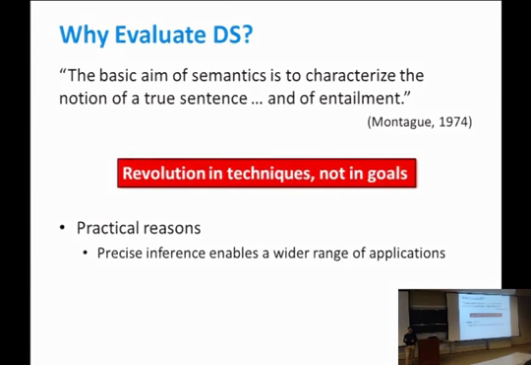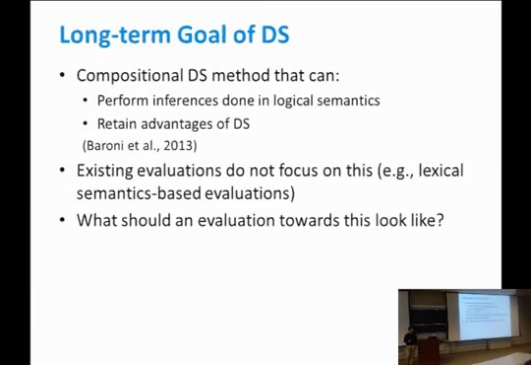And there are also practical reasons to care about this more precise notion of inference, and that more precise inference enables a wider range of applications. So the long-term goal of this program of distributional semantics is to have compositional DS methods that can at once perform the types of inferences that are enabled by logic and semantics, and yet retain all of the advantages of distributional semantics. So for example, being easy to train, having notions of similarity, and so forth. But as I talked about earlier, many existing evaluations don't focus enough on this. So they focus on lexical semantics-based evaluations. So what should an evaluation towards this particular goal look like?